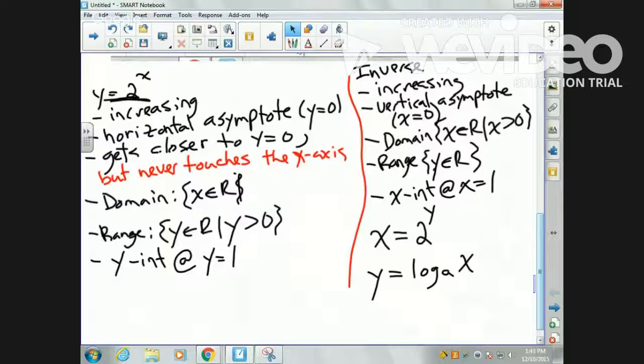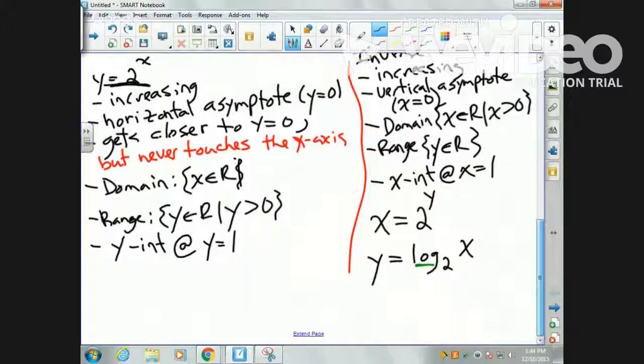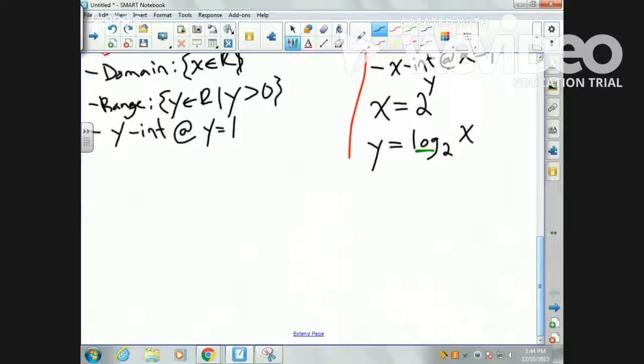Yes, there's a log button on your calculator that says log. But I wrote an A here. There should be a 2. I was just writing the general form. Just a little 2. It's a subscript. So it's kind of like the log and the x are on the same line, and the 2 is a subscript.